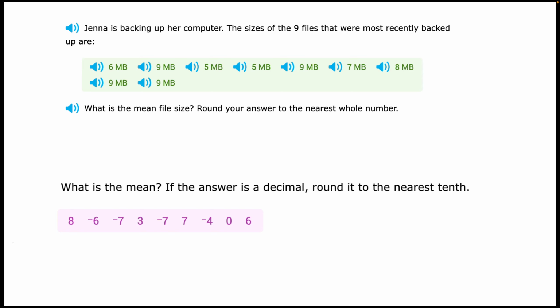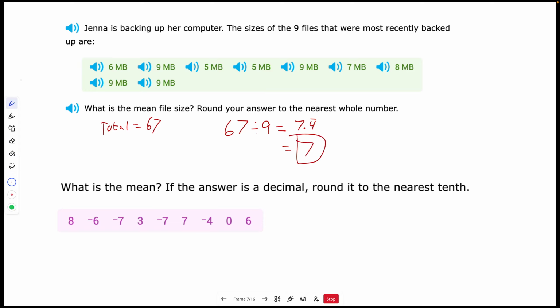Okay, now that you've had time to work these problems, let's check your solutions. Okay, for the first problem, here is the work, and your answer should have been 7.4. Oh, I'm sorry, it said round to the nearest whole number, so that should have just been 7. Final answer. And for the second problem, here is the work. You should have gotten 0.